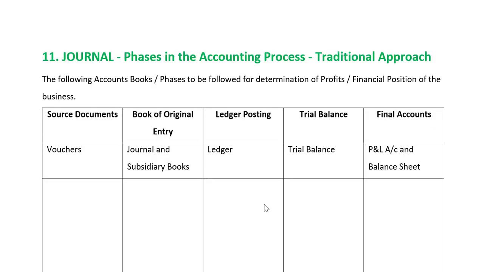I believe you must have understood till here. Let's move to the next topic now, and that is the journal, that is, phases in the accounting process. This is a very traditional approach, but a lot of clarity will come if we do this. The following account book phases are to be followed: the determination of profits and financial position. For profits, that means the income statement. We will prepare the income statement for profit, also known as the profit and loss account. And for financial position, we will prepare the balance sheet, also known as the statement of financial position.